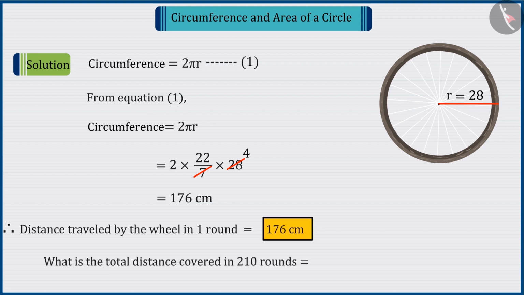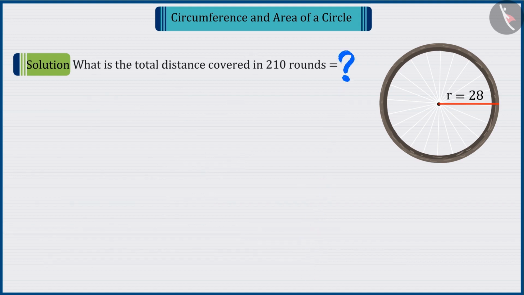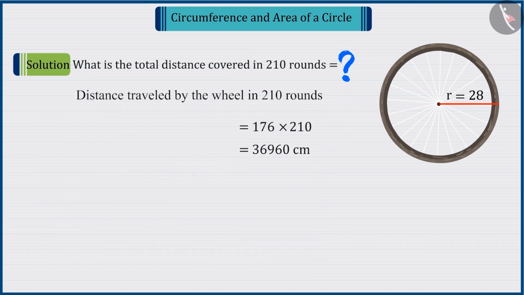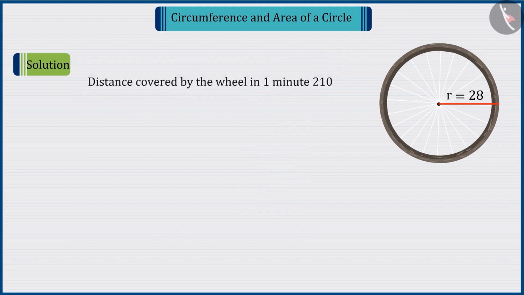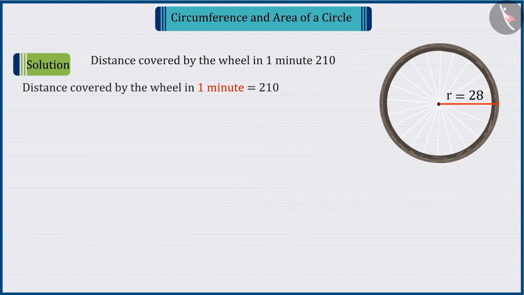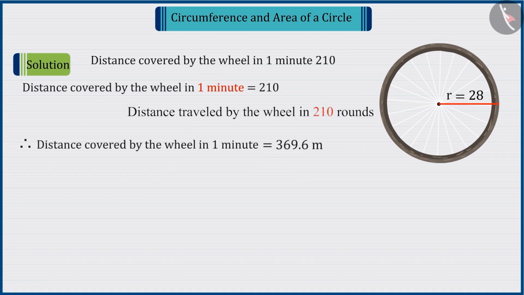So, can you tell how far it has covered in 210 rounds? Well done. Raj has covered a distance of 36,960 centimeters, that is 369.6 meters. Since we are given that wheels rotate 210 times in a minute, therefore, the distance traveled by the wheel in 1 minute is equal to the distance traveled in 210 rounds. So now, can you find the speed per hour of Raj?